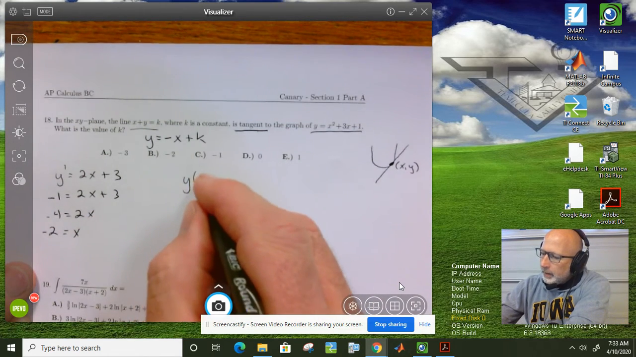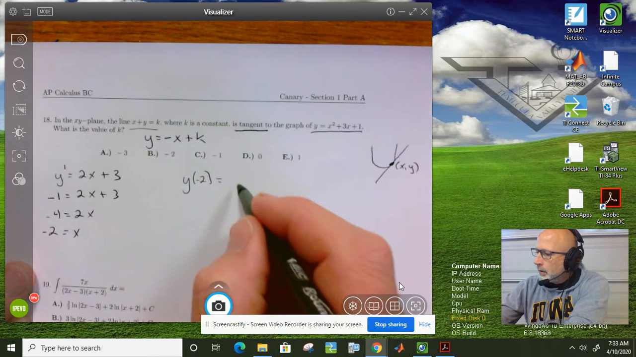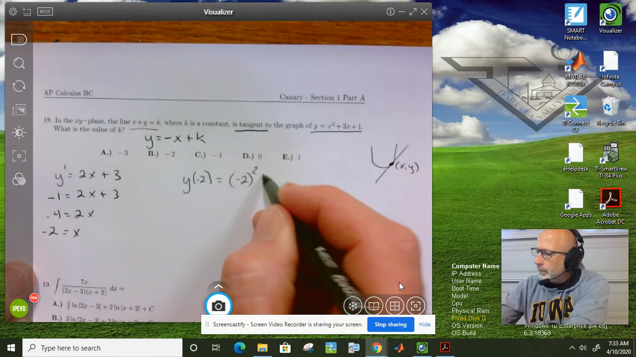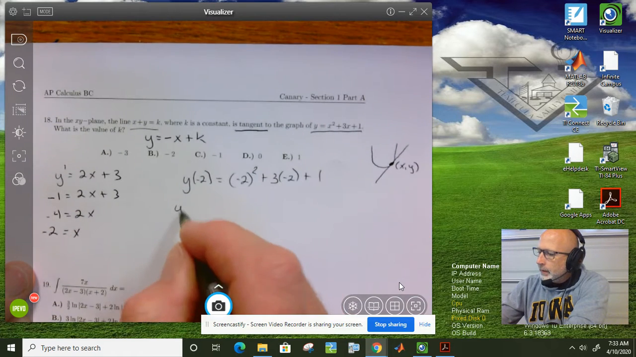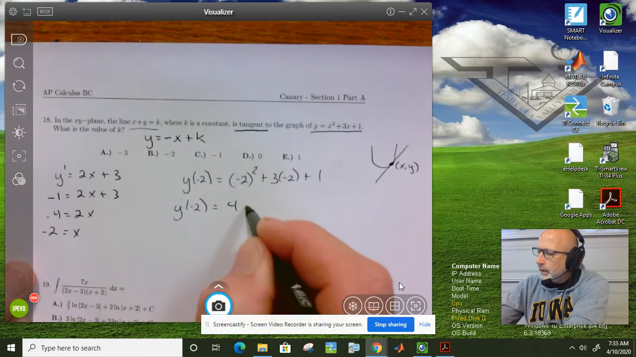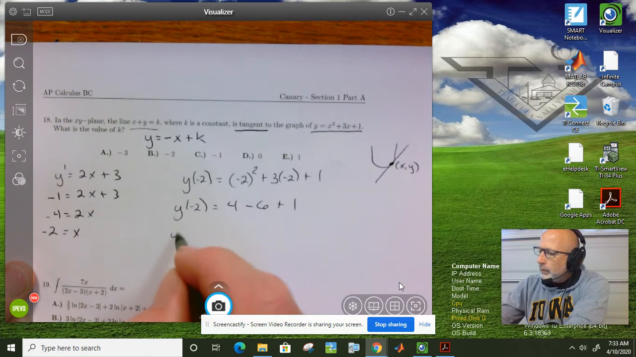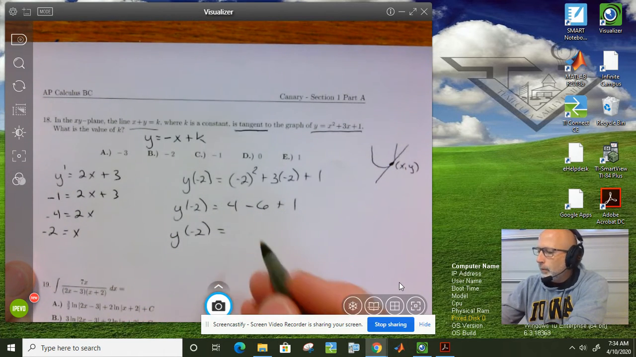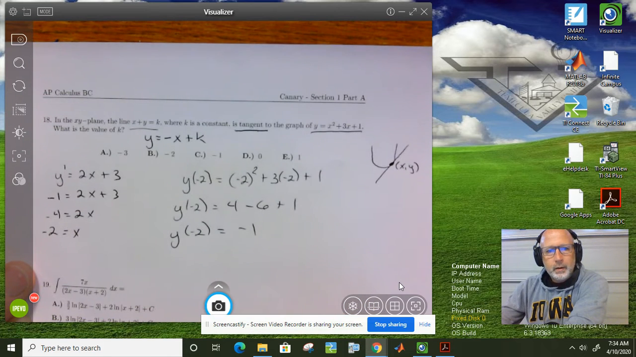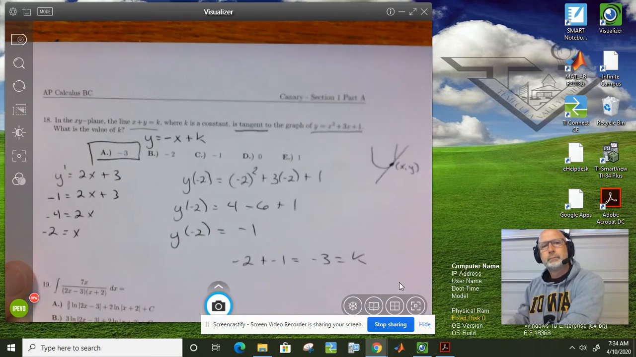So y of -2 is equal to -2 squared plus 3 times -2 plus 1. Y of -2 is equal to 4 minus 6 plus 1. So y of -2 turns out to be equal to -1, since -2 plus 1 gives you -1. Okay, so all I need to do then is take the x plus the y, so -2 plus -1 gives you -3, which is my k value right there.